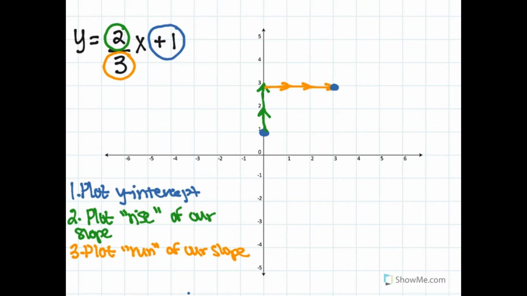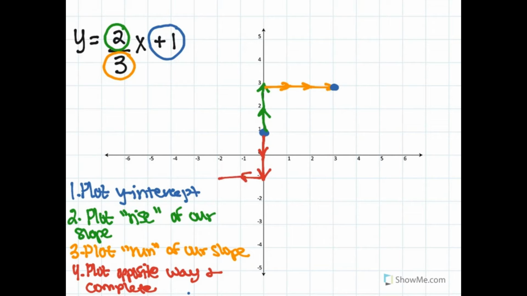Awesome. So our last step now is to plot the opposite way and complete the line. By opposite way, I mean, when we first did our line, we went up 2 and then to the right 3. So now we want to go the opposite direction. We want to go down 2 units and then left 3. And then we'll put our point.